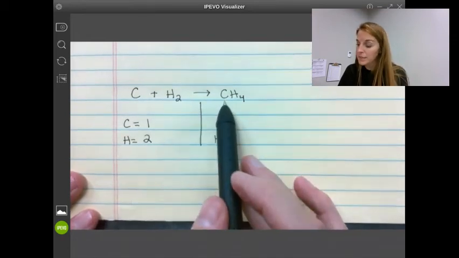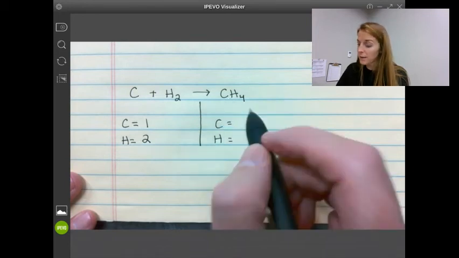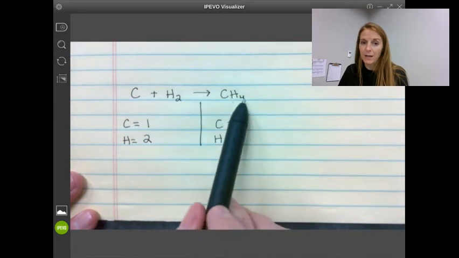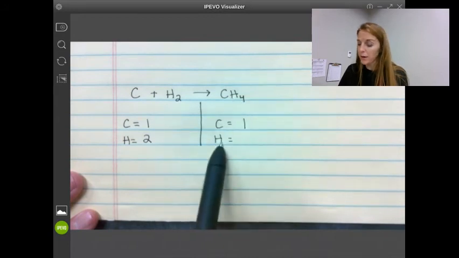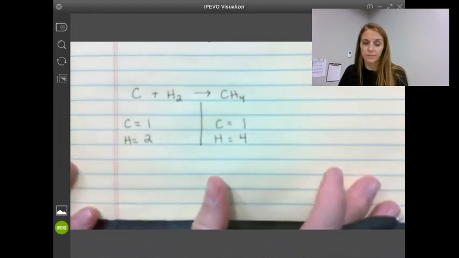Then I go to my product side. I have my C here. There's no number next to it, so that means I have 1. And then my H4, I have my little 4 here, so that means I have 4 hydrogens.